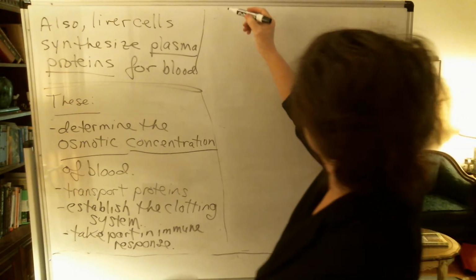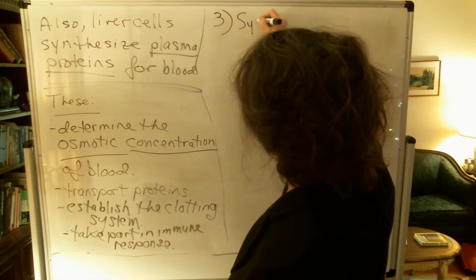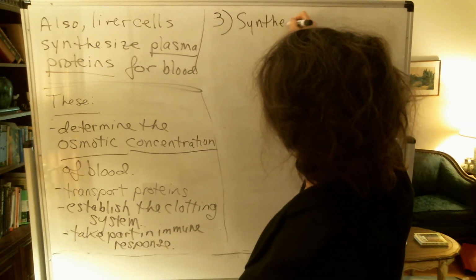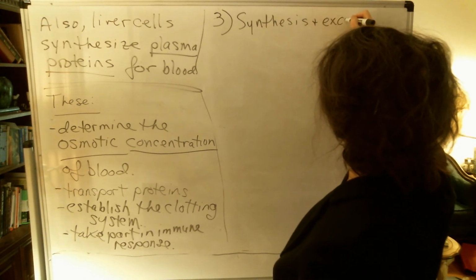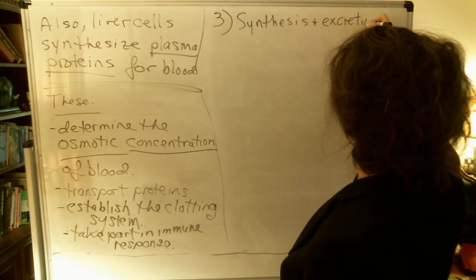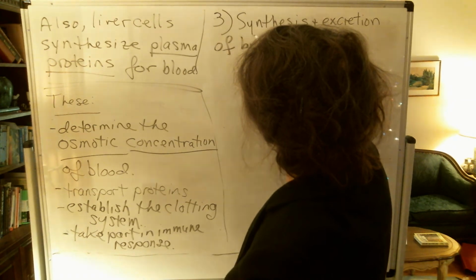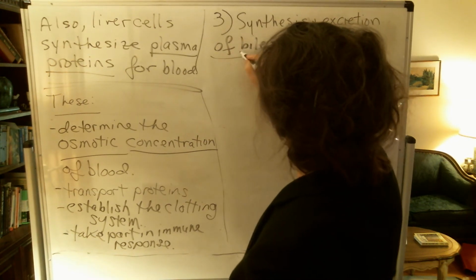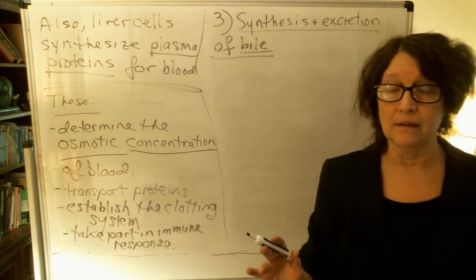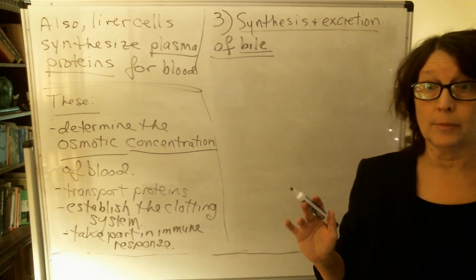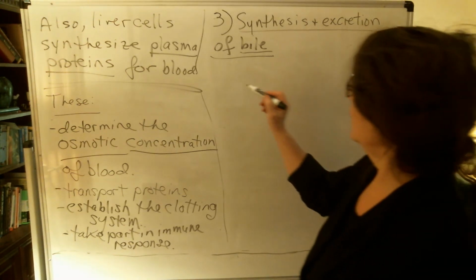Then we have, finally, category 3. The synthesis and excretion of bile. So yes, your liver makes bile. That may be the one and only thing you ever heard it doing before. There we are, the synthesis and excretion of bile.